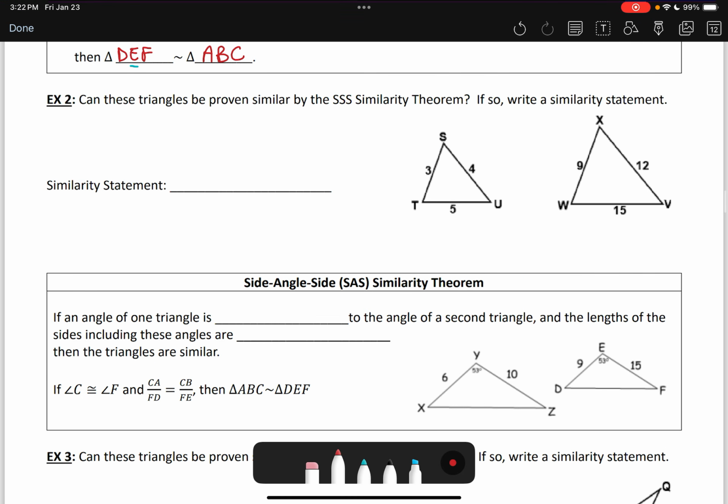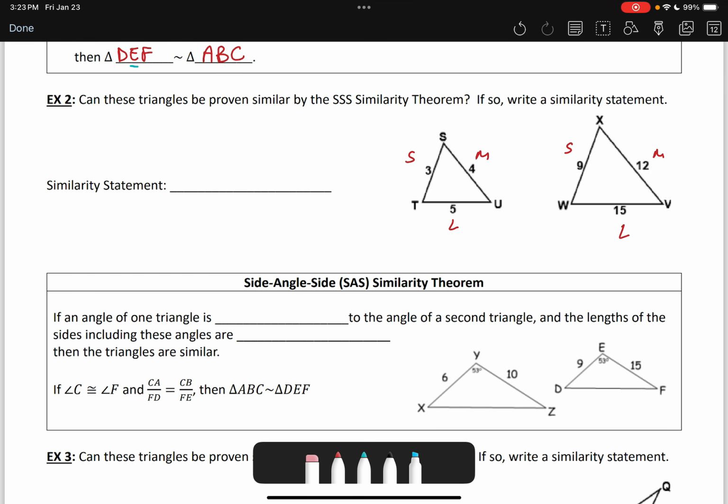All right, so next we have example 2. Just look at another one here. It says, can these triangles be proven similar by the side-side-side similarity theorem? If so, write a similarity statement. We're going to use the same process here. My small, medium, large, and in the second triangle, small, medium, large. So just because you have three sides in both triangles doesn't mean it's automatically SSS. You have to go through and check, are all three sides proportional?